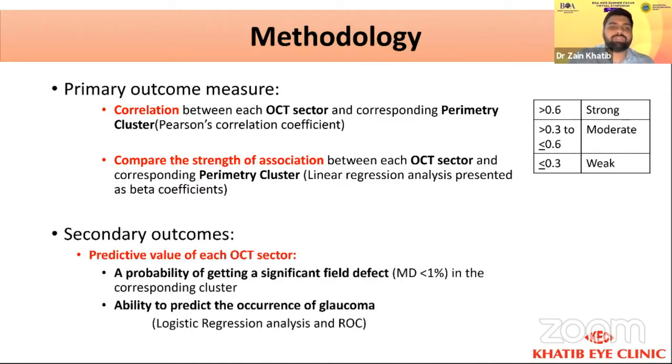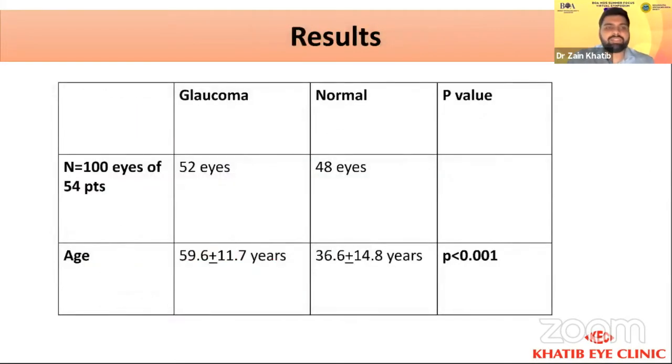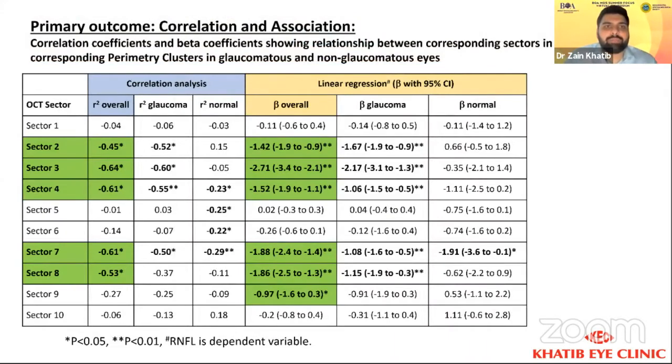Our secondary outcomes were to see the predictive value of each OCT sector, that is, the probability of getting a significant field defect in that corresponding cluster and the ability to predict the occurrence of glaucoma. This was done by logistic regression analysis and receiver operating curves. So in our results, we had 100 eyes, out of which 52 eyes were glaucomatous and 48 eyes were normal. The only significant difference between the two was the age group, in which the normal eyes were significantly younger as compared to glaucoma. So this is a table showing my primary outcome measure of correlation and association.